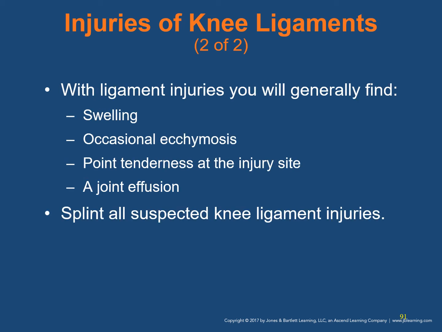The knee is especially susceptible to ligament injuries, which often occur when abnormal bending or twisting forces are applied to the joint. When you examine the patient, you will generally find swelling, occasional ecchymosis, point tenderness at the injury site, and joint instability. You should splint all suspected knee ligament injuries. The splint should extend from the hip joint to the foot, stabilizing the bone above the injured joint and below it. A variety of splints can be used, including a padded, rigid, long leg splint or 2 padded board splints.